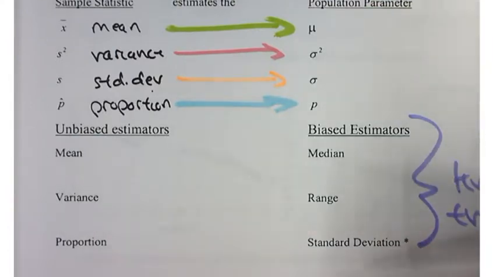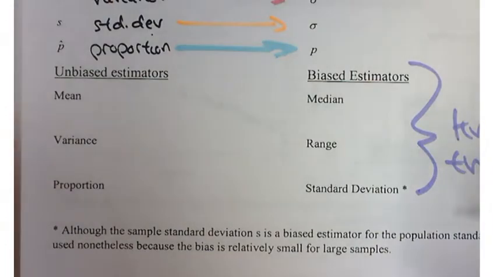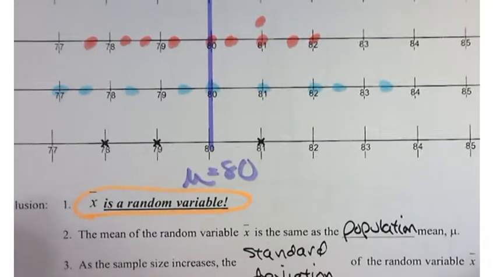Some of our estimators are going to be biased. On average, they're not going to work well. We worked with that with the range. The range was a biased estimator. Bummer. Make sure you know which are biased and which are unbiased. Yes? Is standard deviation considered biased? Standard deviation is a biased estimator. It's not horrible, but it is a biased estimator.